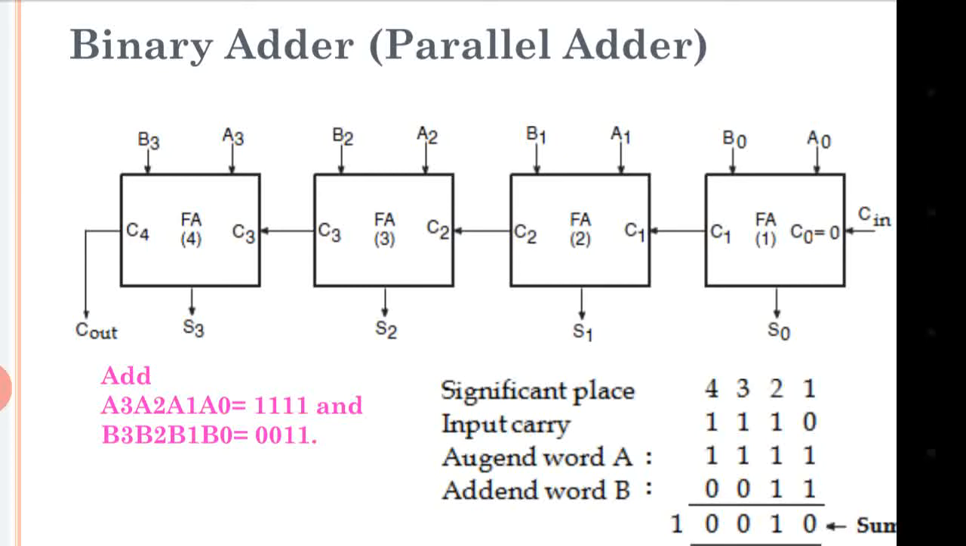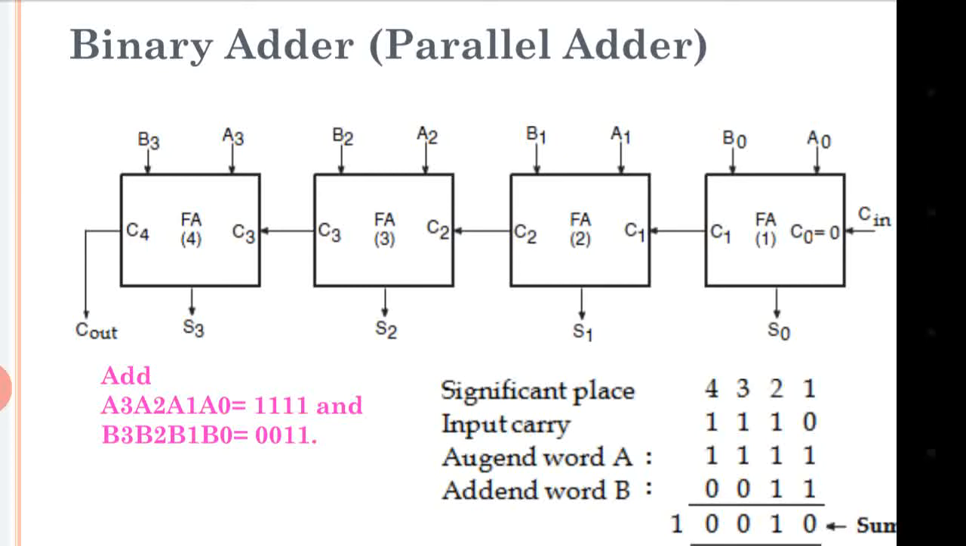So now the problem with the binary adder is that all the values of A3 to A0 and B3 to B0 are available, but still S3 and S0 are not generated at the same instant of time, because the signal has to travel. First S0 is generated and carry 1 is forwarded, then S1 will be generated, carry 2 is forwarded, and so on.